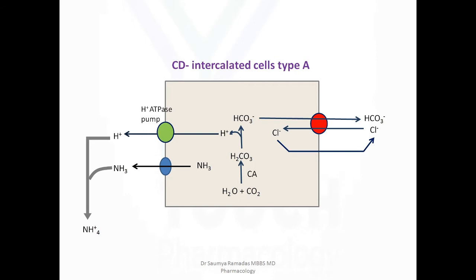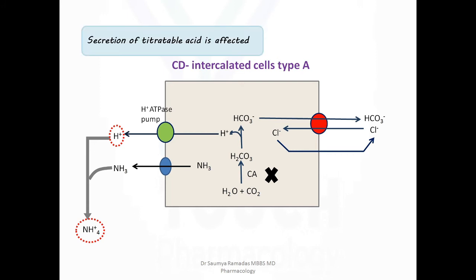Now let's look into the secondary site of action of acetazolamide, that is the cortical duct cells. Inside the cortical duct cells, the carbonic acid that is formed is split up into H+ and bicarbonate. The H+ formed is pumped via H+ ATPase pump into the tubular lumen, which combines with ammonia to form ammonium ion. By blocking the carbonic anhydrase enzyme, secretion of H+ and ammonium ion is affected. That is, secretion of titratable acid is affected.